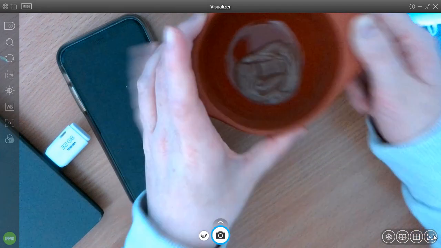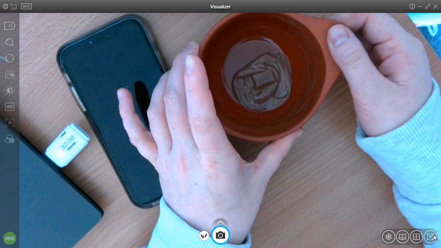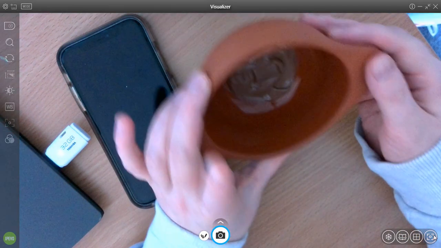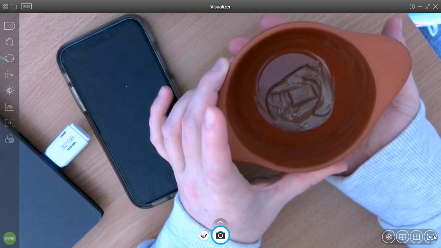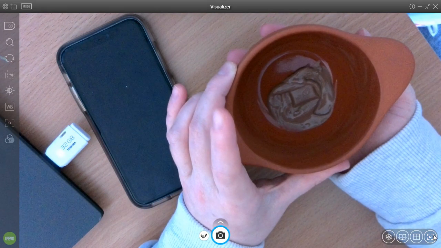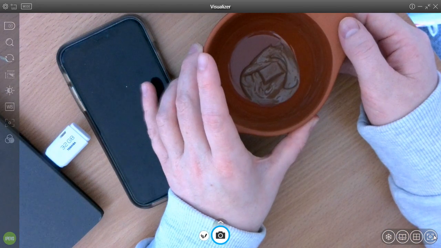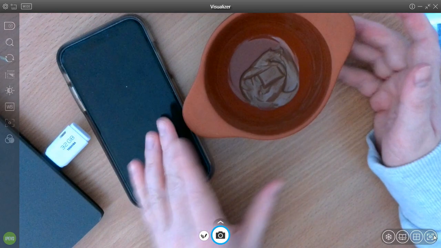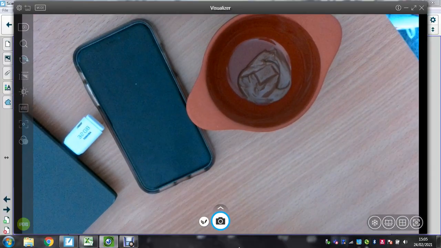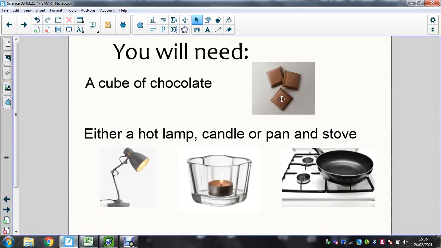Okay, so hopefully if you've joined in, you've managed to get the same results as well. If you've used a lamp and it's not quite melted yet, keep going. You can do it for a bit longer, see if it should work eventually. Okay, but if it's not working with a lamp, it might be best to go and put it on your hob and a pan with an adult. Right, let's go back to our slides.